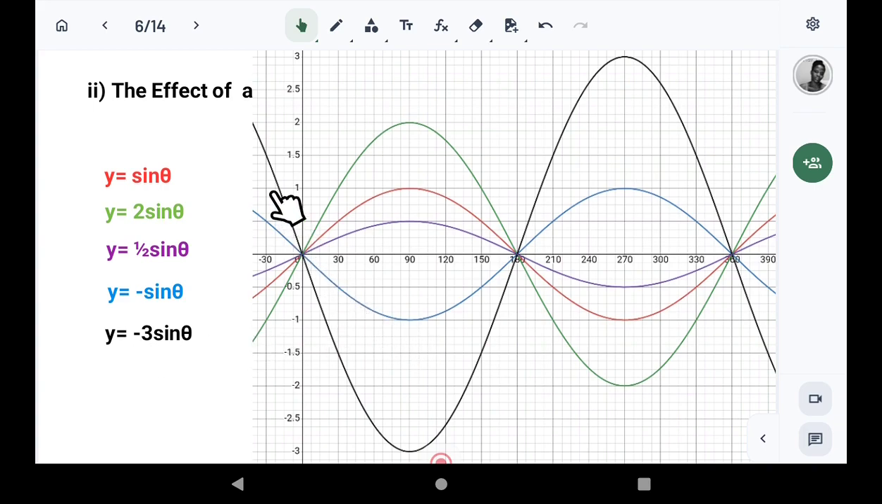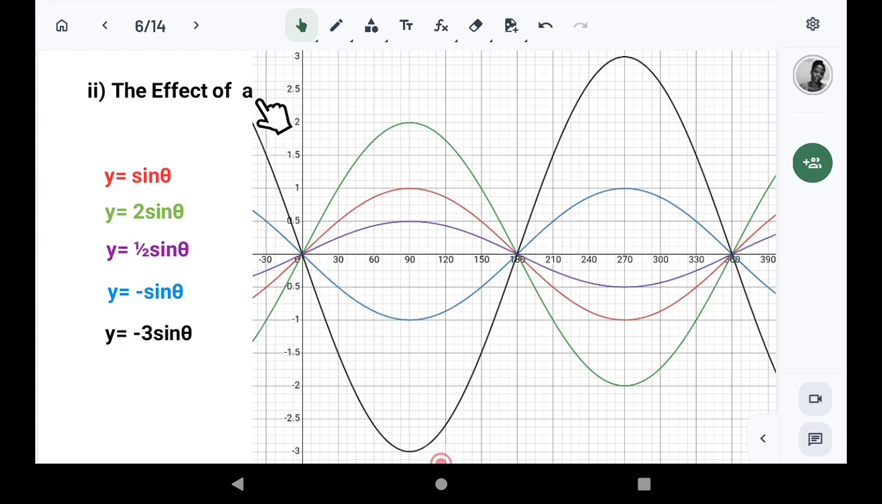Y equals negative sine theta. Y equals -3 sine theta. Your graph is flipped upside down and your amplitude is 3. It starts with a minimum turning point at 90 degrees, -3, and a maximum turning point at 270 degrees, 3. So the effect of A on your graph, if A is positive, is that it just increases your amplitude, but your graph still looks like the normal y equals sine theta, just with a different amplitude.